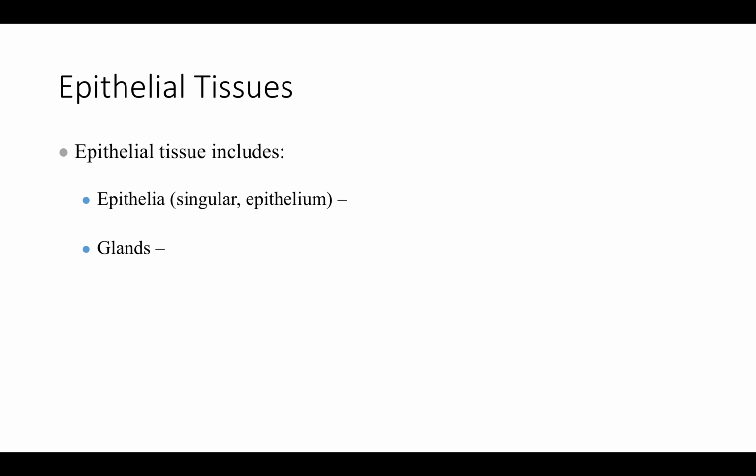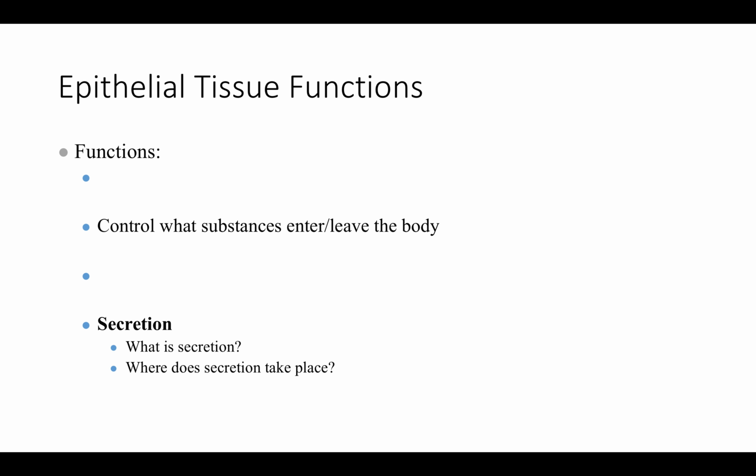So we first looked at epithelial tissues, and your epithelial tissues are going to include your epithelia, which are your body coverings, and then your glands, which are going to secrete or release substances throughout your body. The functions of epithelial tissues are protection, they control what is going to enter and leave the body, they provide sensory information, and they play a role in secretion. Remember, secretion is just when our body releases a substance.